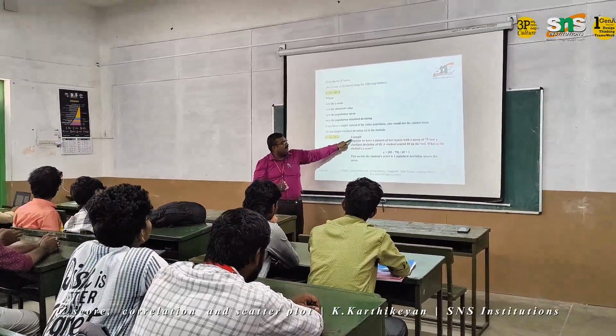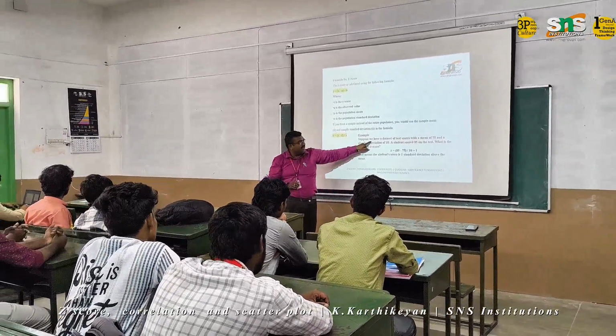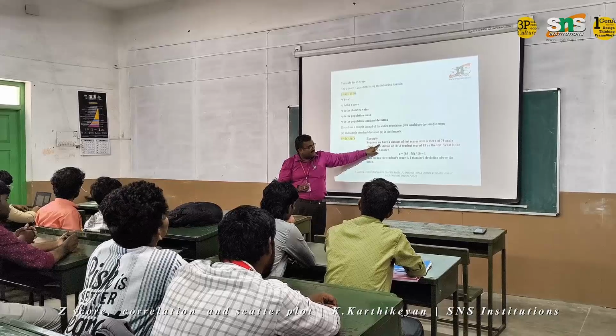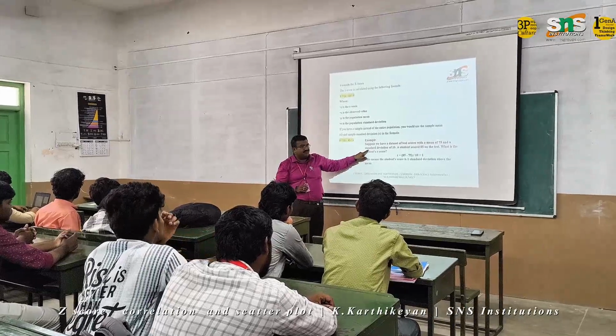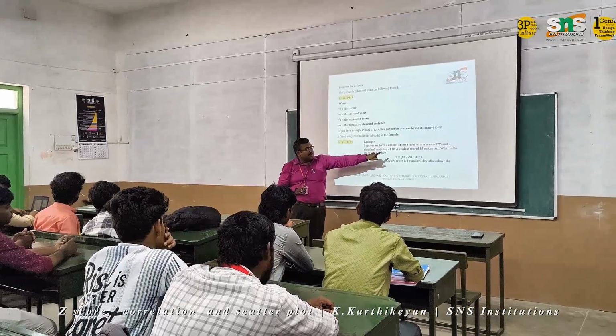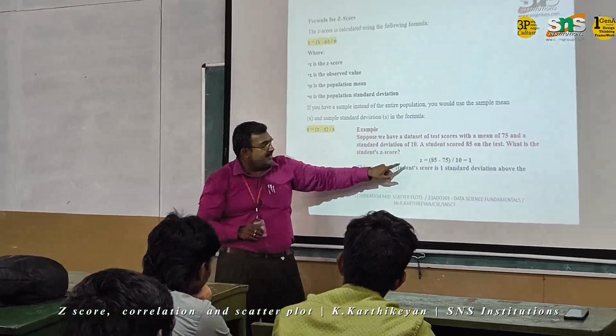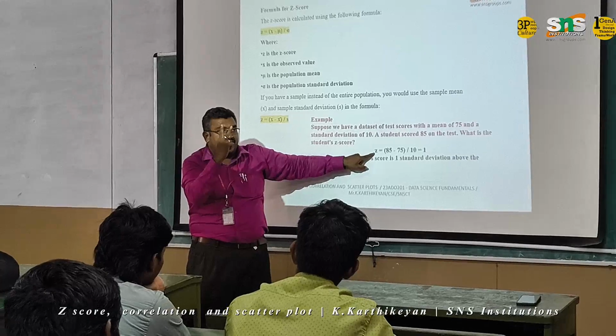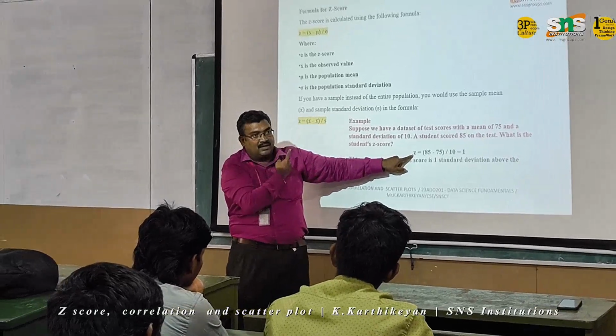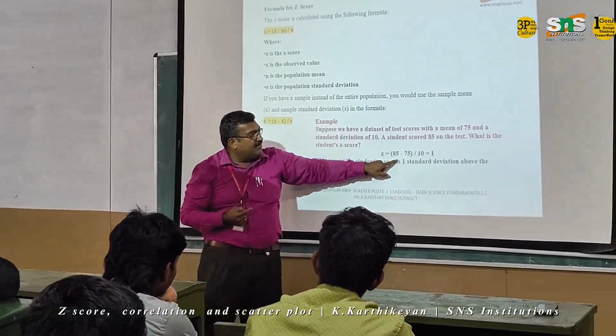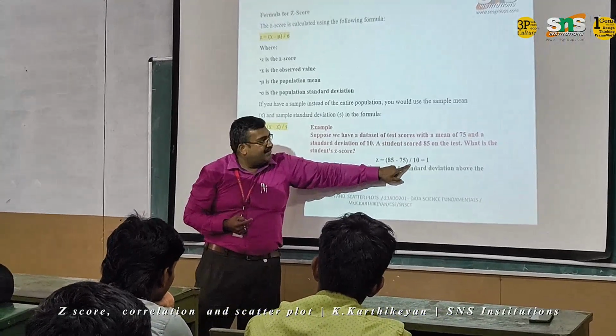For example, problem: suppose we have a data set of test scores with mean 75 and standard deviation of 10. The test score is 85. What is the standard z score? Given z, we have two values received: one is 75, another one is 85. So 85 minus 75 divided by 10.